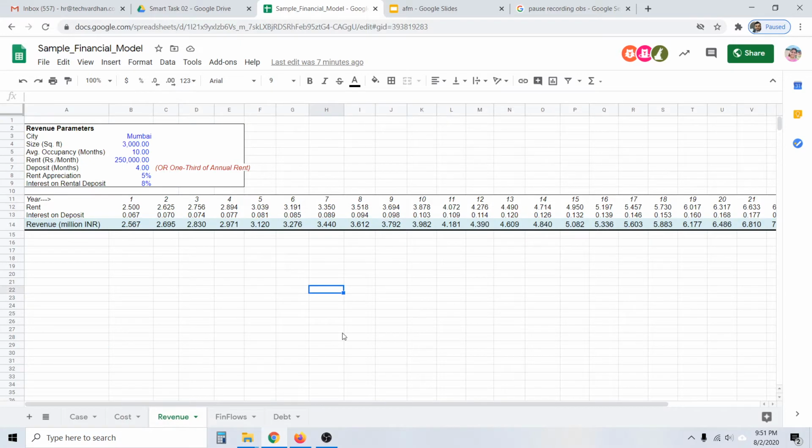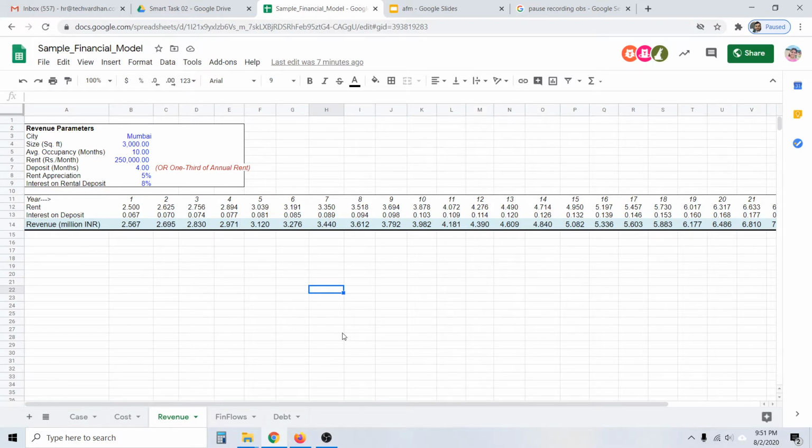Let's talk about the revenue. Now here in this case, the city is Mumbai. The area of the flat is 3000 square feet, a big flat. Then average occupancy months. Now try to understand why we take average occupancy.